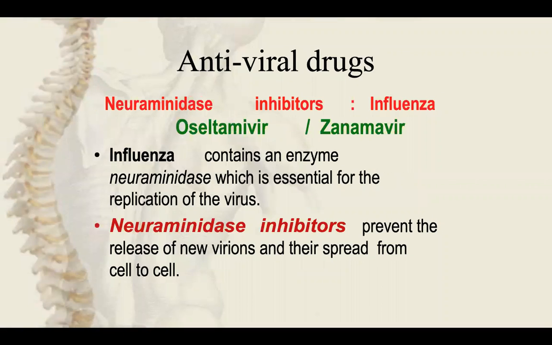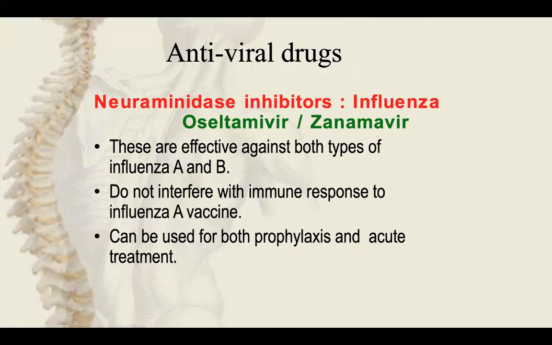Then antiviral drugs, neuraminidase inhibitors for influenza, such as oseltamivir. Influenza contains an enzyme, neuraminidase, which is essential for the replication of the virus. So they prevent the release of new virions and their spread from cell to cell. The main antiviral drugs for influenza are neuraminidase inhibitors.